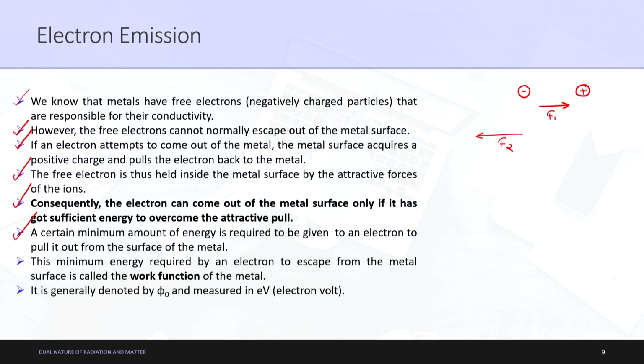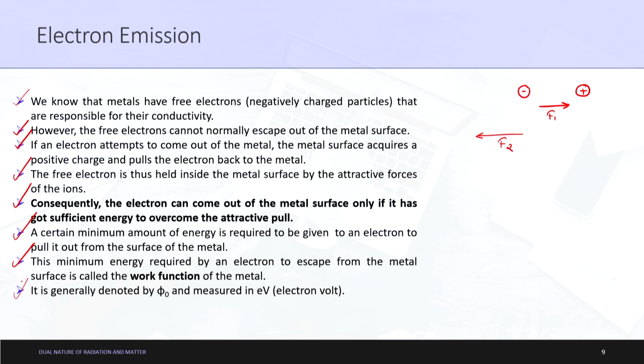So a certain minimum amount of energy is required to be given to an electron to pull it out of the surface of the metal. This minimum energy required by an electron to escape from the metal surface is called the work function of the metal. Okay, so a new term for you, please remember, because in exams also sometimes work function is given in the question. So this is minimum energy. It is generally denoted by phi naught and is measured in electron volts.